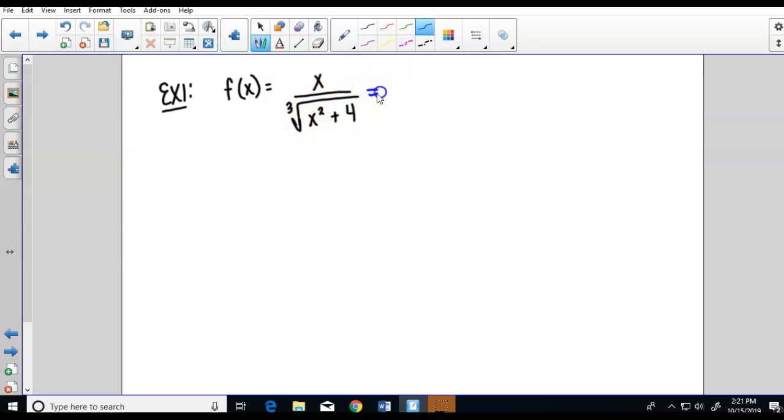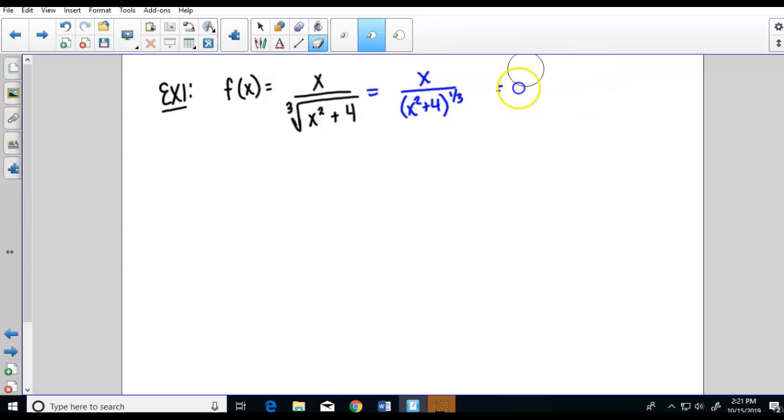For this, I probably would think of this as x over x squared plus 4 to the 1/3 power. In high school, I would have done this, x times x squared plus 4 to the negative 1/3 power, and then done it like one of the problems on the board already. You don't have to write this down. You can do that, and you'll get the right answer. I like the quotient rule a little better now than I used to, so we won't do that.